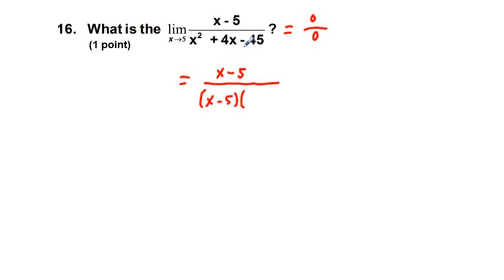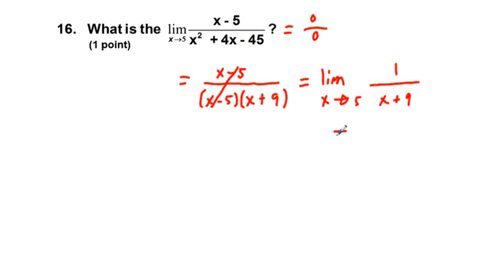And what times x minus 5 equals x squared plus 4x minus 45? Well, that's going to be simply x. Let's see, what times 5 equals 45? It's going to be 9. And so we have x minus 5 over x minus 5 cancel. And so now we have the limit as x approaches 5 of 1 over x plus 9, which equals 1 over 5 plus 9, which equals 1/14.